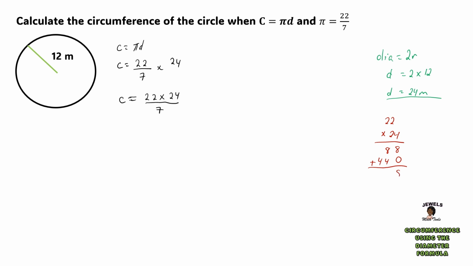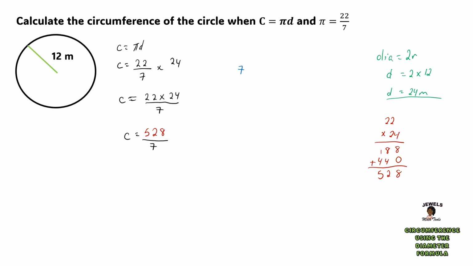So 8 plus 0 is 8. 8 plus 4 is 12. We'll put our 2, carry the 1. 1 plus 4 is equal to 5. So our circumference so far, plugging this back into our question, we have now 528 over our denominator of 7. And now at this step, we are going to have to move into our long division to get a more accurate calculation of what our circumference is.